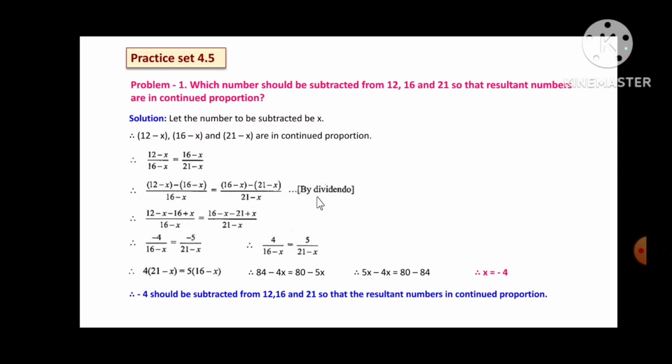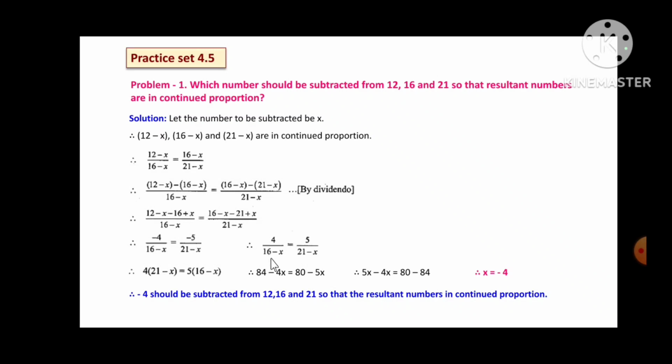For this step we are using dividendo. We'll solve the brackets and get 12 minus x minus 16 plus x divided by 16 minus x, and 16 minus x minus 21 plus x upon 21 minus x. So in the numerator the x cancels on both sides. We get minus 4 upon 16 minus x is equal to minus 5 upon 21 minus x. Therefore, on both sides we can cancel the negative sign.